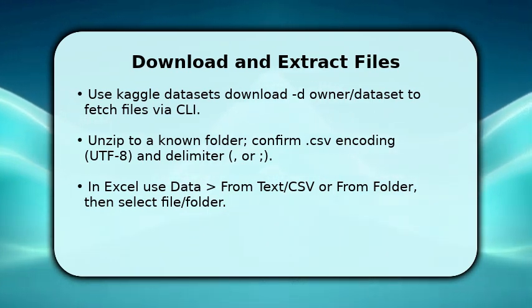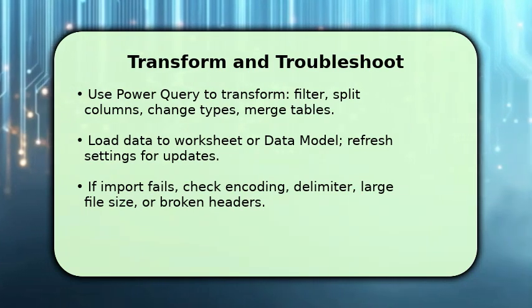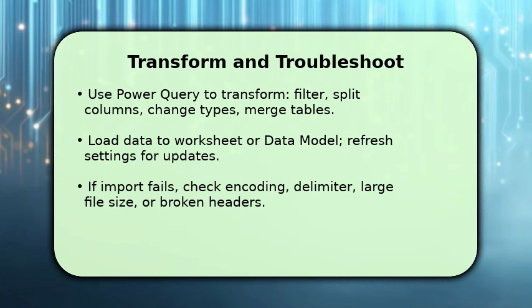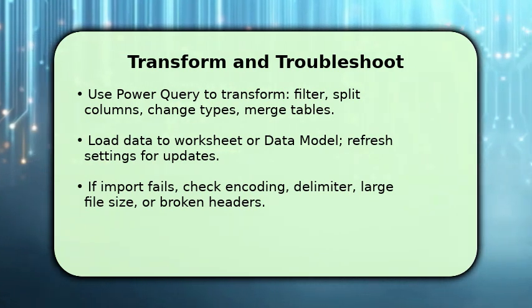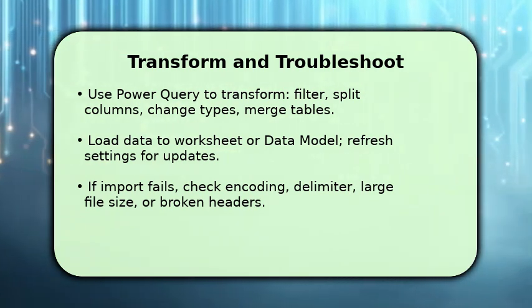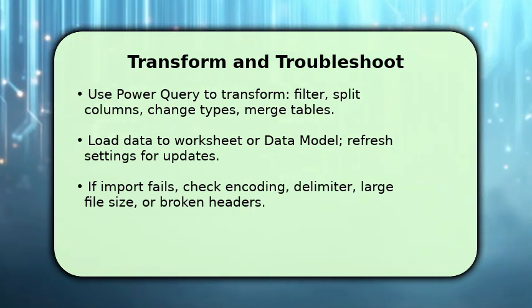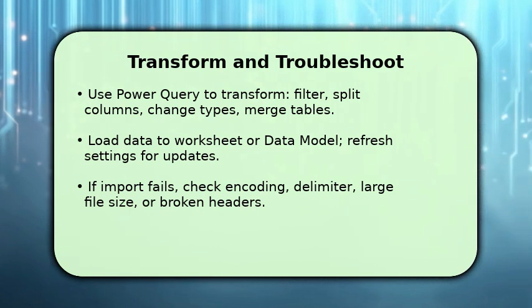Finish by shaping and loading the data so it's ready to analyze. Use Power Query to filter rows, split columns, change data types, and merge related files. This keeps the original CSV untouched. Then load either to a worksheet or the data model and set refresh options if the dataset will update.